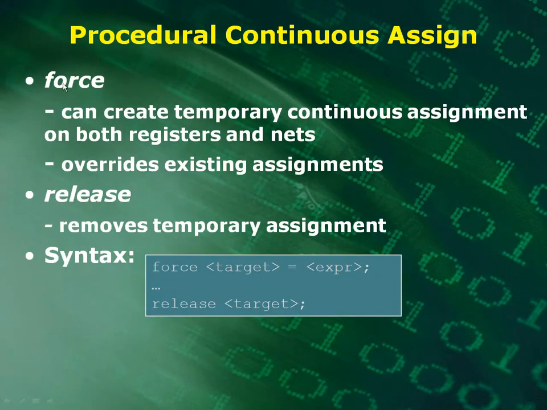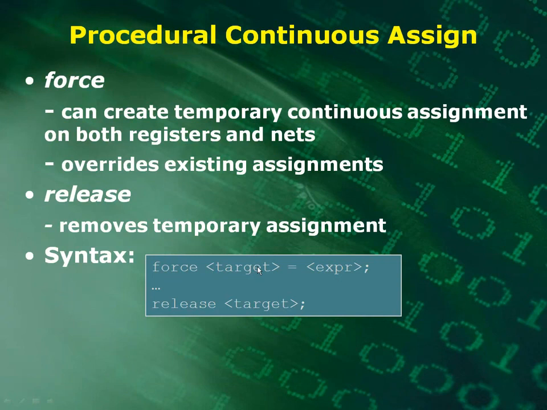Now we have another pair of procedural continuous assigns called force and release, and I prefer this pair myself because you can create temporary continuous assignments on both registers and nets. The other one was just registers. I may have had a statement in there that said nets or something, but the other one's just registers. This one's registers and nets. And the force overrides existing assignments, and the release removes the temporary assignment.